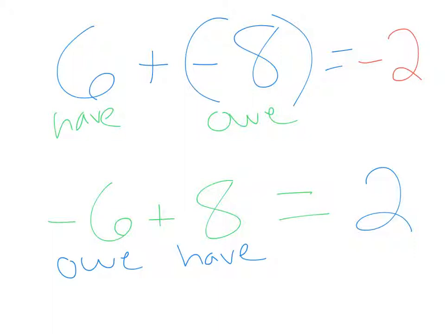And in the first example, because 8 was negative, that's why my answer was negative. And in the second problem, because the 8 was positive, that's why I ended up giving a positive to the 2. So my rule is that I simply subtract their values, but keep the sign of the larger value.